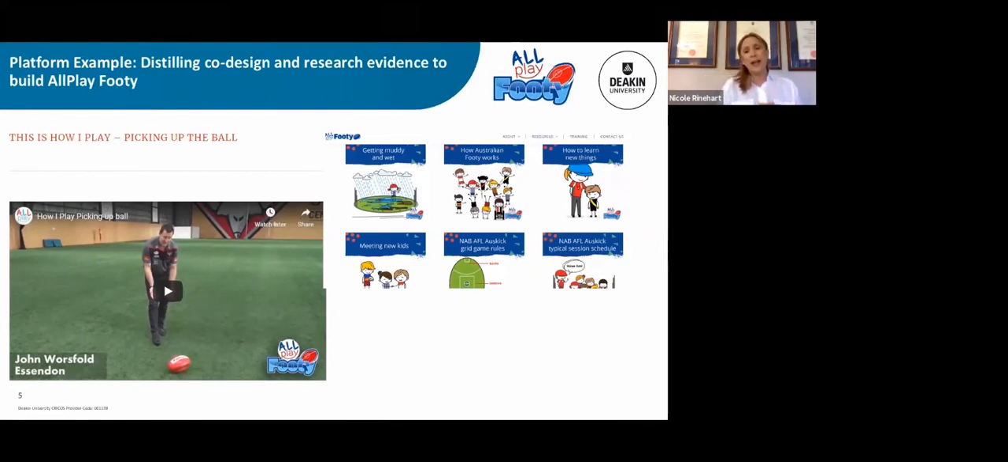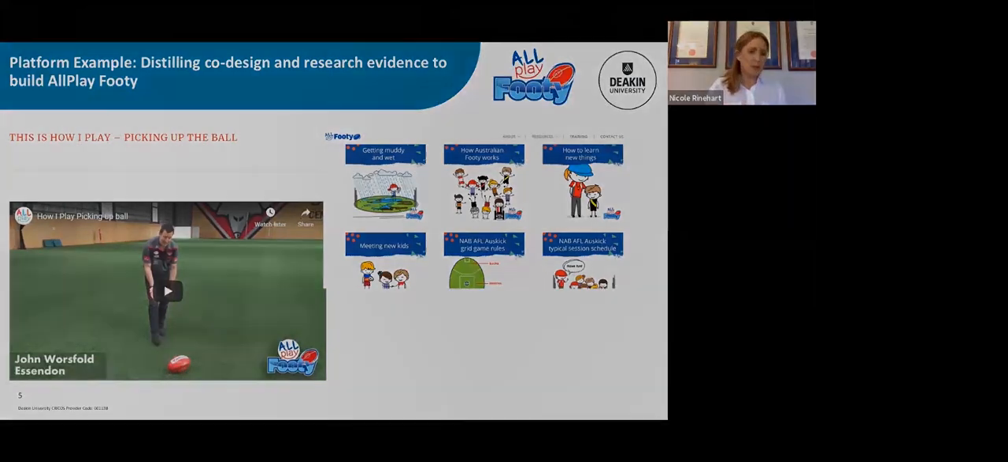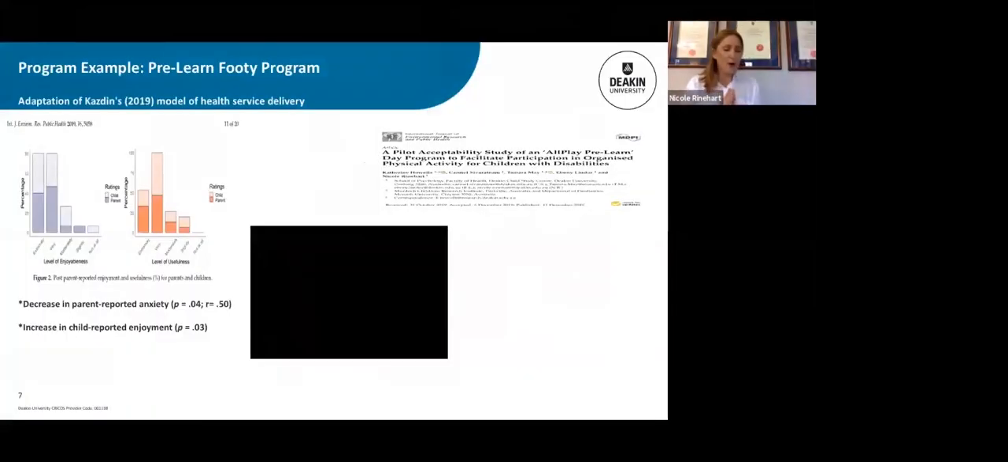Fast forward, and we now have a platform of resources we've developed with the AFL that tackle some of the common barriers that we found in the literature and prioritise based on what the community was telling us around sensory, anxiety, knowledge, the particular rules. And we digested the literature into sound bites and accessible videos and different visual forms for the community. To give an example of one of our programs, this is the AllPlay Pre-Learn Footy program.